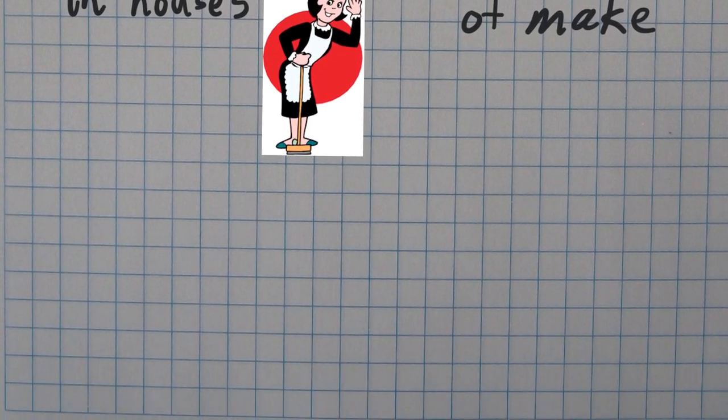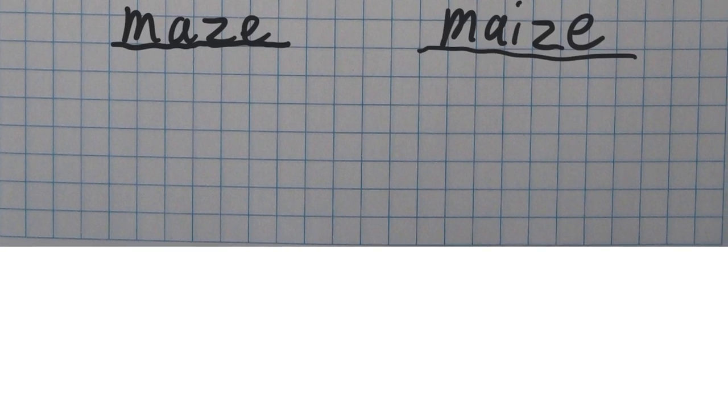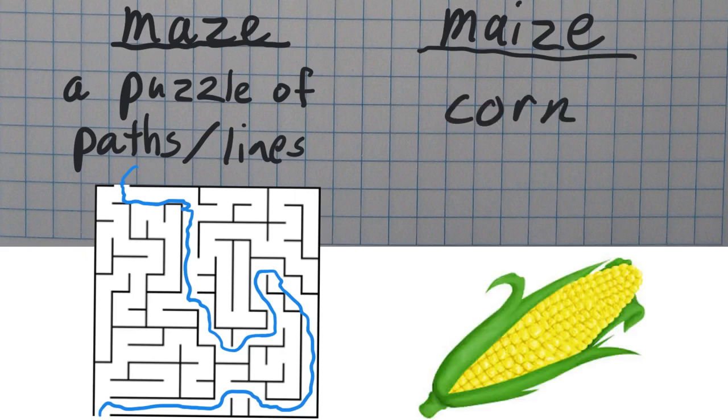And then next, let's do maze and maize. And the first maze is like a little puzzle of paths and lines, and you try to find your way through the puzzle. And this could be on paper, or it could be built, like with fences, like an actual maze you could go through. And the other one, maize, you might not know that one. And that maize is quite simply corn. Just another word for corn is maize.